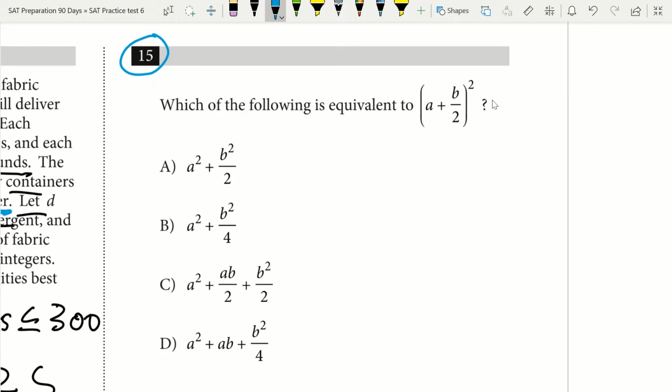So we have an equation. We're asked which of the following is equivalent to it. We've got (a plus b over 2), obviously squared. Now this is going to be the sum of perfect squares.